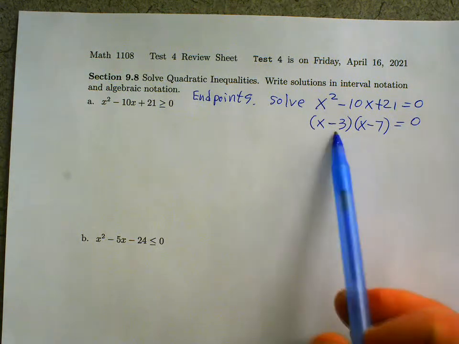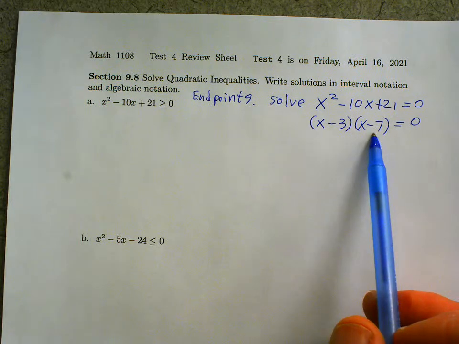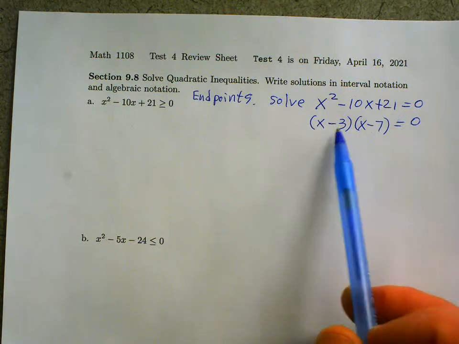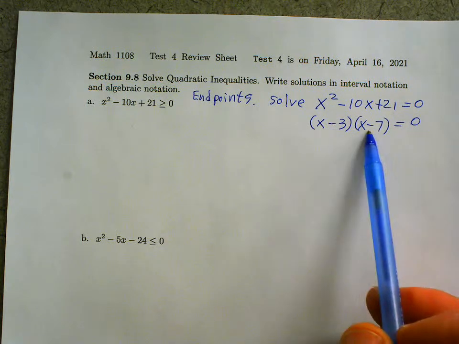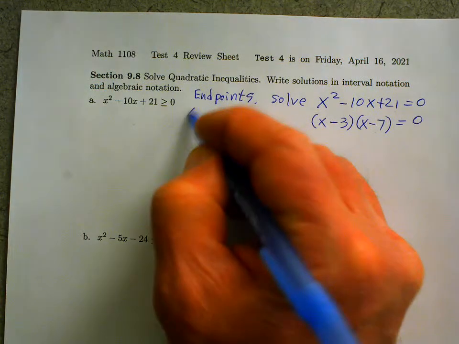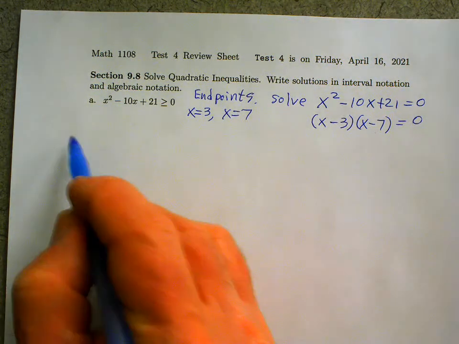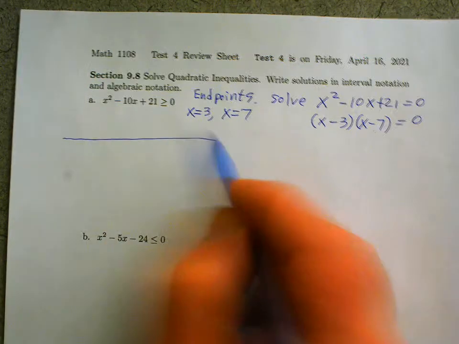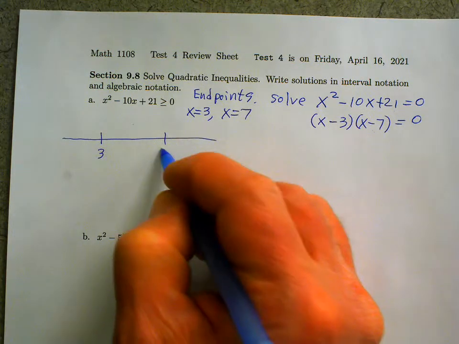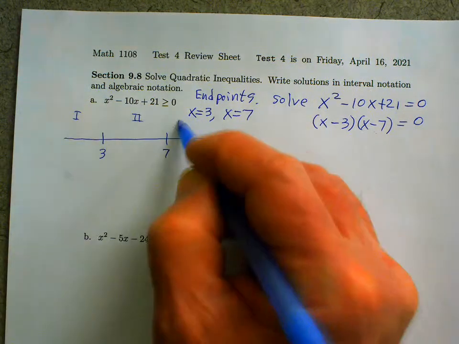And you can verify just by visually multiplying that those are the correct factors. Negative 3 times negative 7 is positive 21. And negative 3 plus negative 7 is negative 10. So the endpoints are the numbers 3 and 7. So divide the number line into the 3 intervals using the endpoints. So we pick a test point from each interval.